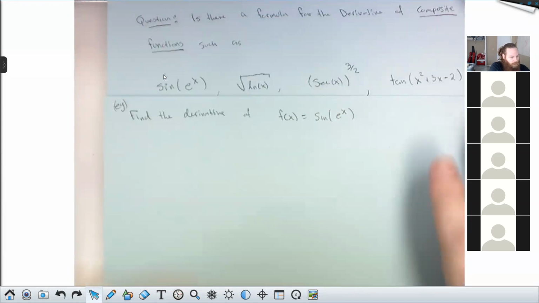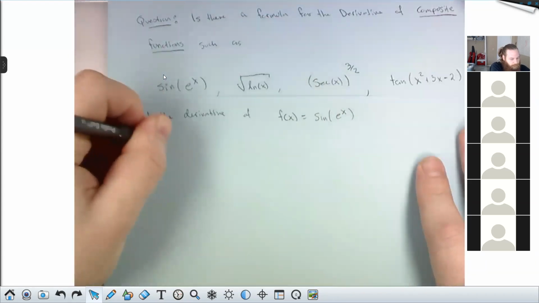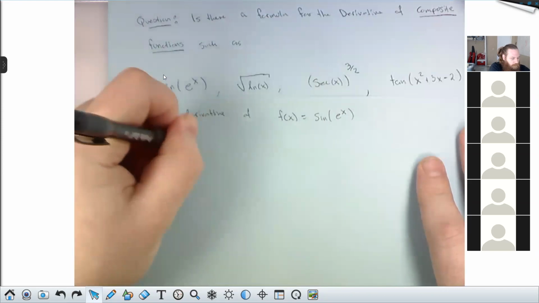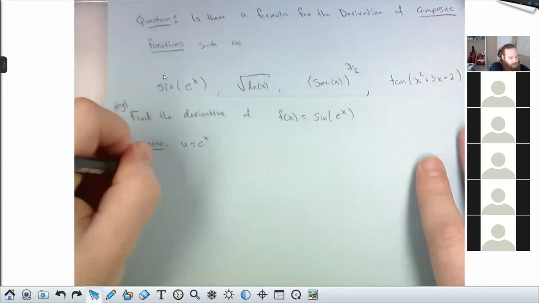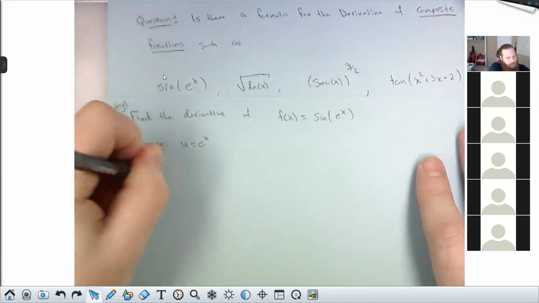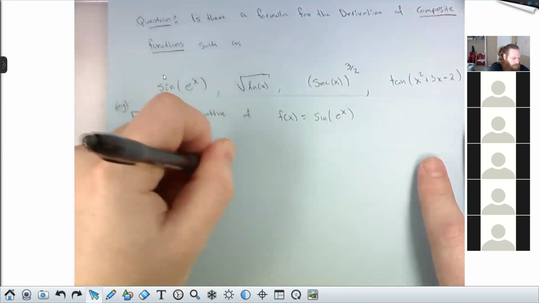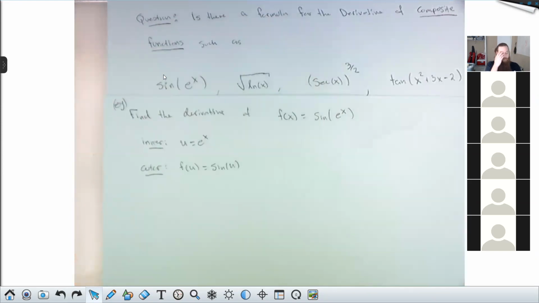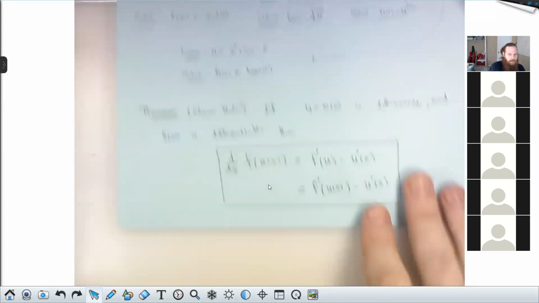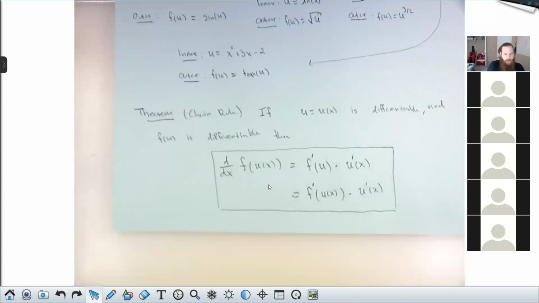So we identified the outer and the inner. The inner function here is u equals e to the x, and the outer function, I can think of this as f of u, where f of u is sine of u. And then if you string those together, we should be able to get our derivative. Now, according to the chain rule, the derivative of this apparatus should be the derivative of the outer with the inner left alone times the derivative of the inner.